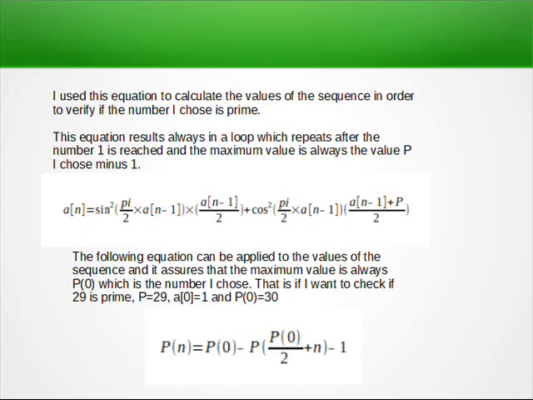I use this equation to calculate the values of the sequence in order to verify if the number I chose is prime. This equation results always in a loop which repeats after the number 1 is reached. The maximum value is always the value p I chose minus 1. The following equation can be applied to the values of the sequence, and it assures that the maximum value is always p index 0, which is the number I chose. That is, if I want to check 29 is prime, p equals 29, a index 0 equals 1, and p index 0 equals 30.